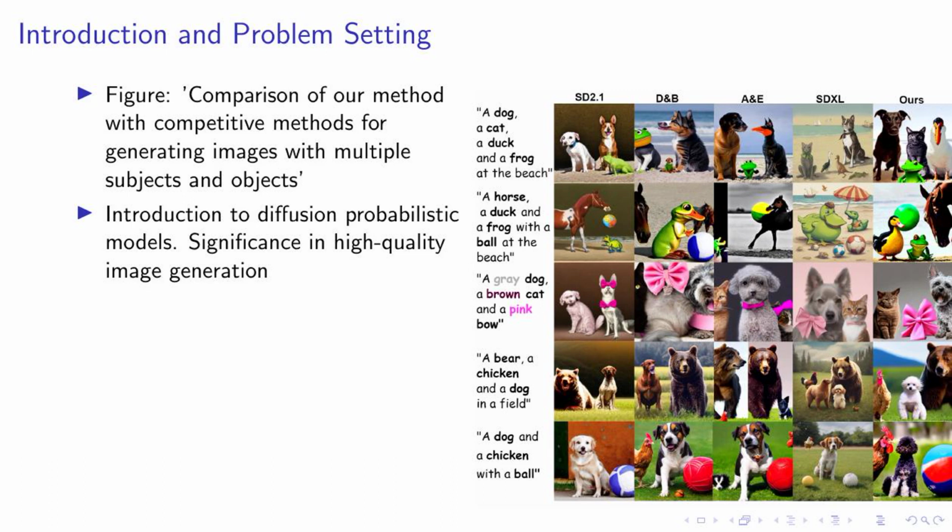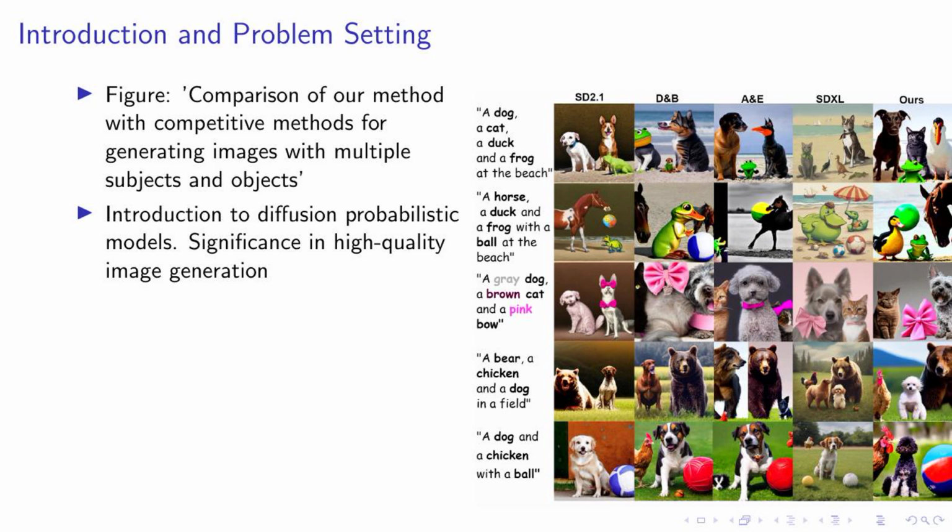Diffusion probabilistic models have revolutionized the field of image generation. They've shown remarkable performance and wide applicability. However, they're not without their challenges. The most prominent among these are subject neglect and subject blending. These issues become more complex as the number of subjects in the image increases. Our research aims to address these challenges head-on.